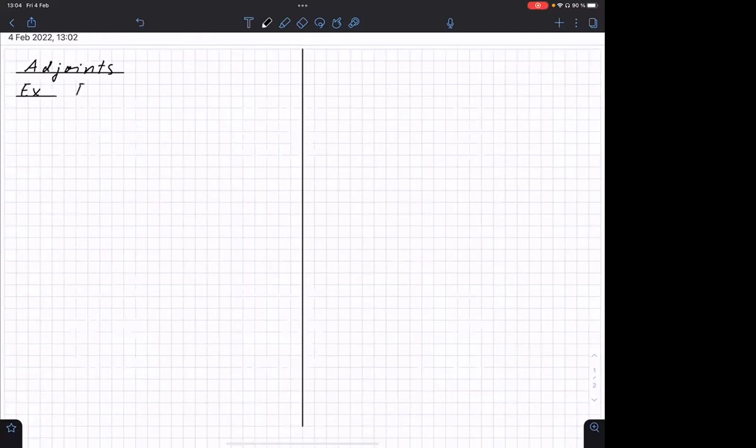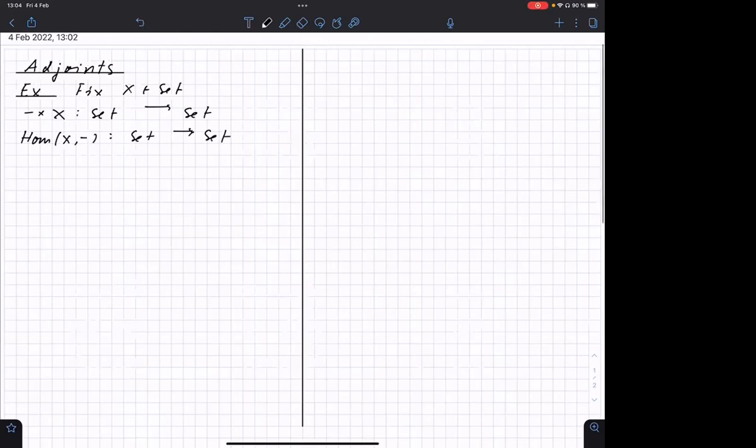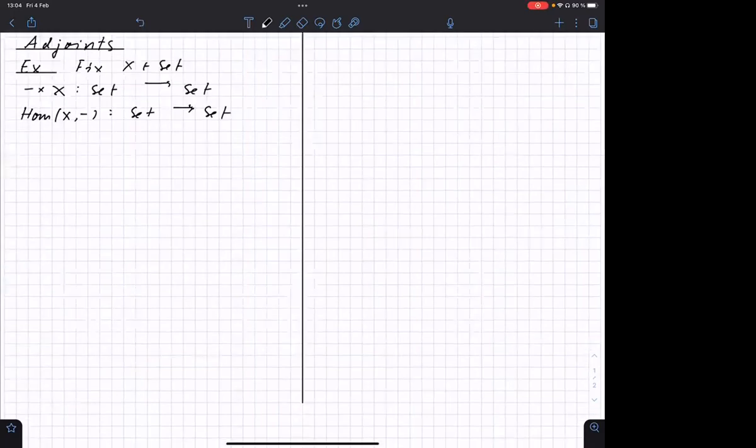So fix a set X, and from a set we can define two functors from set to set. One of them is just product with that set. And the other is maps out of that set. So there's a set of maps from X to any other set. And I can consider the composite of these two functors in the two different orders.